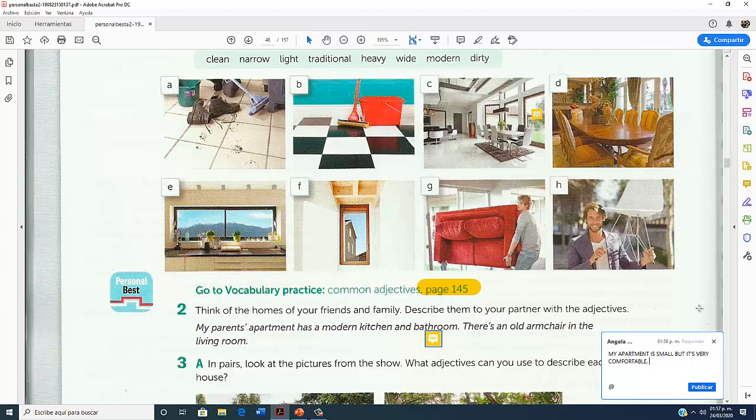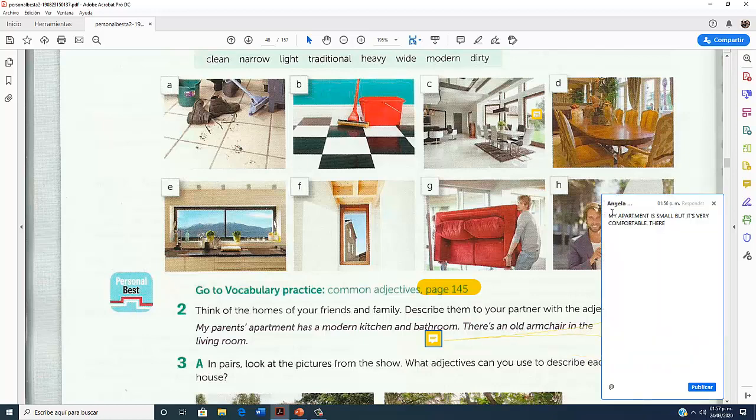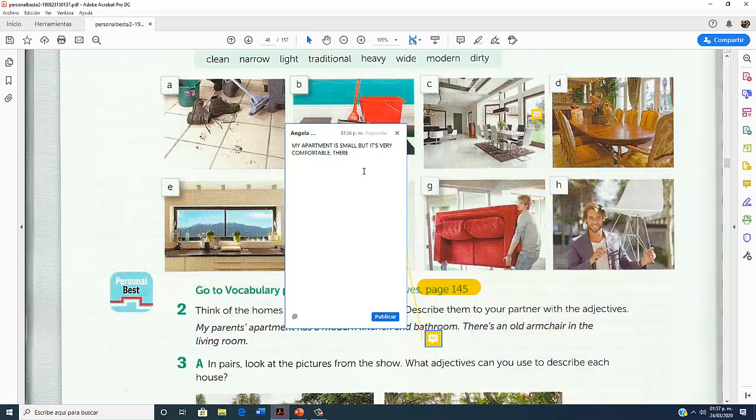There is, I'm gonna write here some description of the place I live in. Let me move this so that you can see what I'm writing. Here, this one. Oh, how can I move this? Give me 1 second. Oh, there it is. Look. My apartment is small, but it's very comfortable. There is, there are, let me write, there are wide windows. Yes, because the windows are really wide.